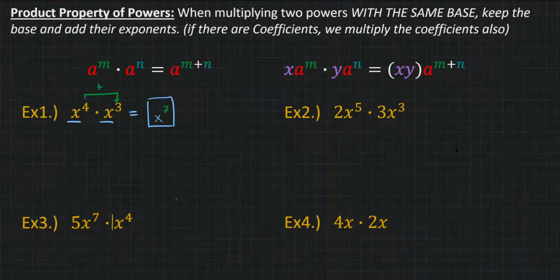Okay, Mr. Grapp, I get it. That's pretty straightforward. I could do that in my sleep, honestly. But how do I know you're not just blowing hot smoke here? How do I know this is actually what's happening in math? Well, we can find out by writing it in expanded form. What's x to the fourth? Well, x to the fourth is just x times x times x times x. What's x to the third? Well, x to the third is just x times x times x. And I'm multiplying them together, so I'll put another dot in the middle.